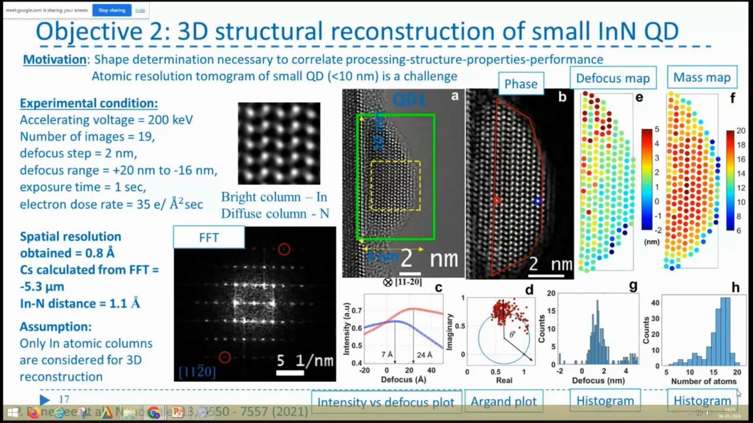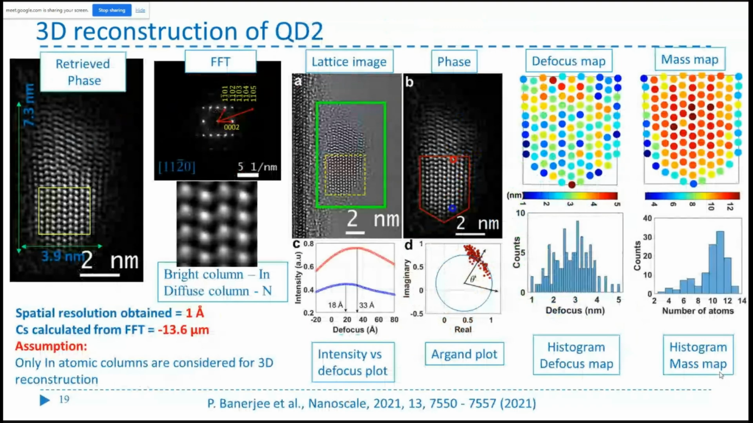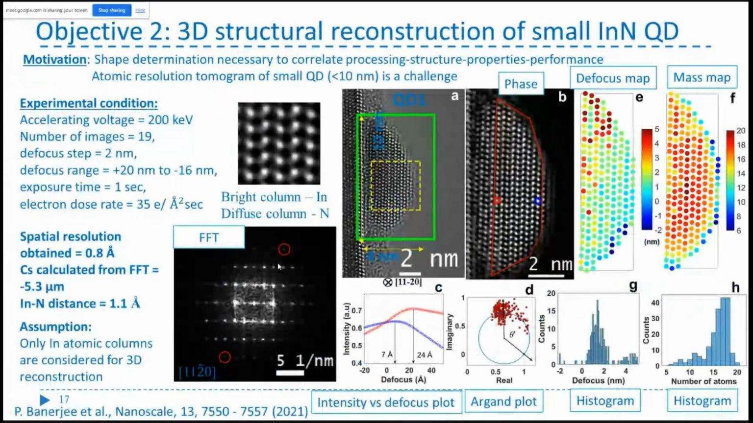And now this I have already shown. So how we calculate the focus corrected wave for a single atomic column, because I needed this to do the atom count. And this is another quantum dot. Here the resolution was different. If anybody is interested, it was calculated from this G max.